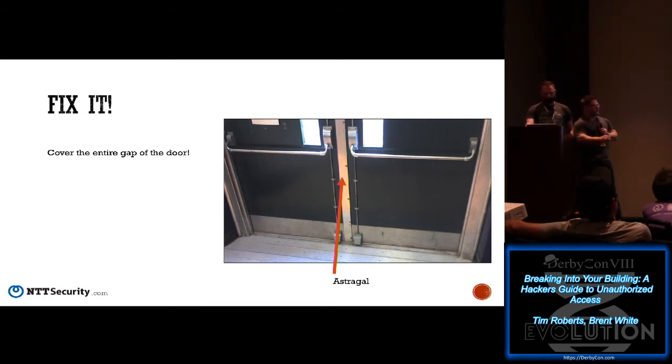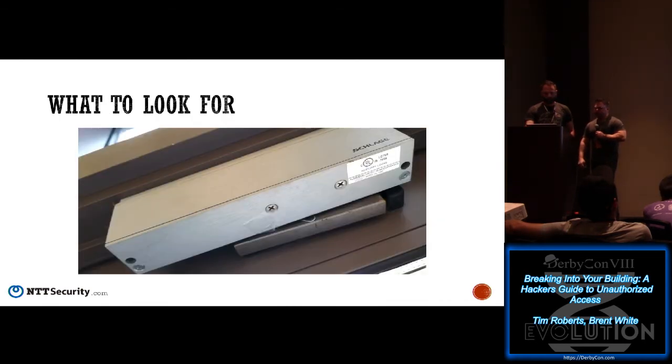So how do you fix those things? How do you keep people from using the crash bar tool or bypassing our rex sensors with things like that? It's an astragal, a metal astragal that basically fills that gap, covers that gap from the bottom all the way to the top of the door. That's a really quick way to mitigate against those attacks.